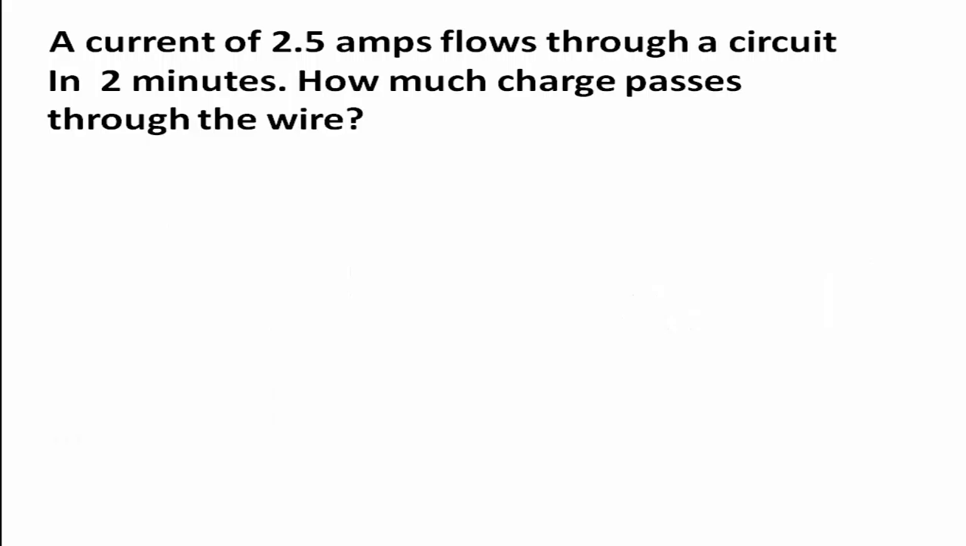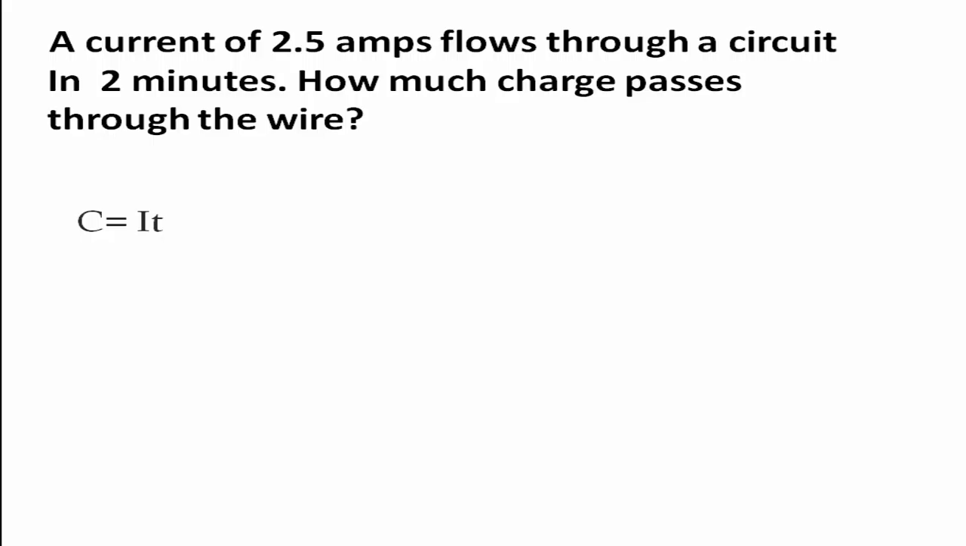So here it says a current of 2.5 amps flows through a circuit in 2 minutes. How much charge passes through the wire? So it's asking us to look for charge. Here we have to use the equation C equals I into T. Charge equals current into time.